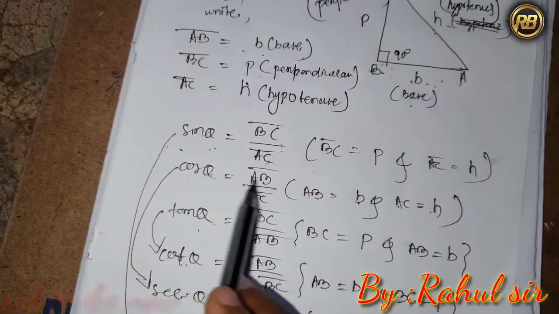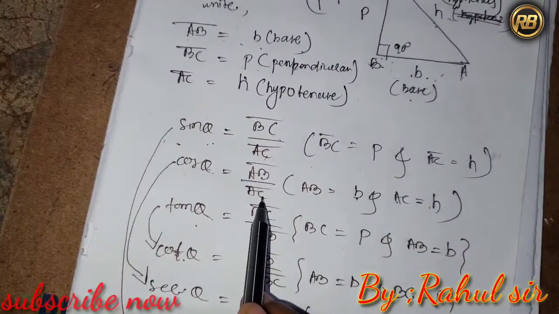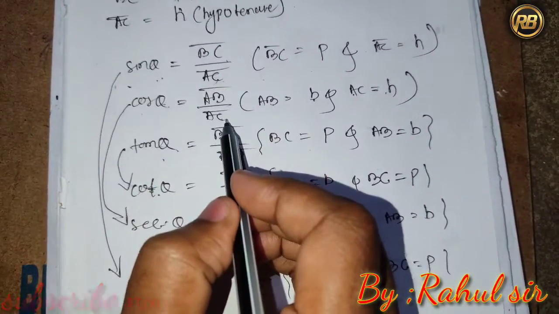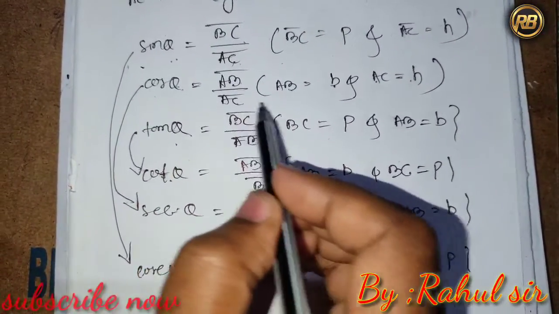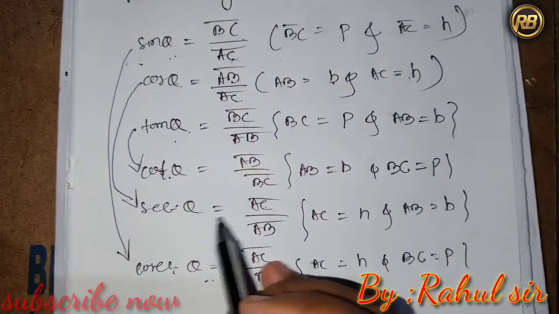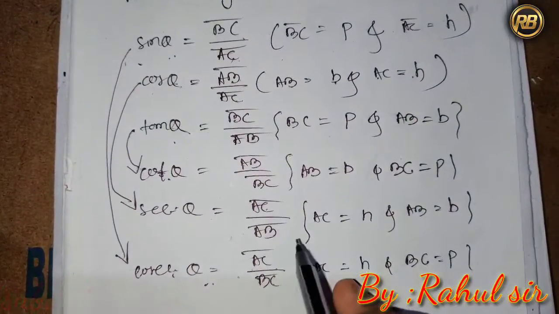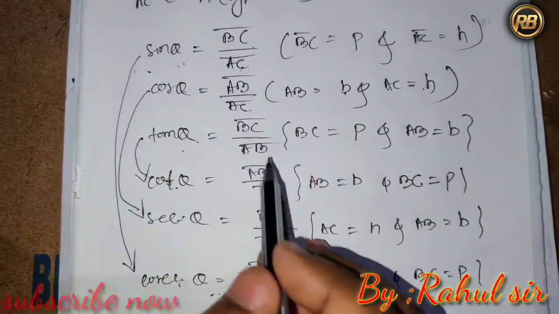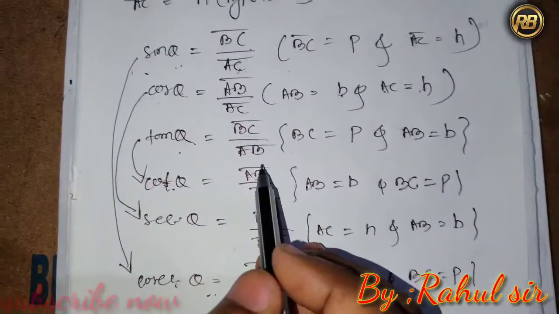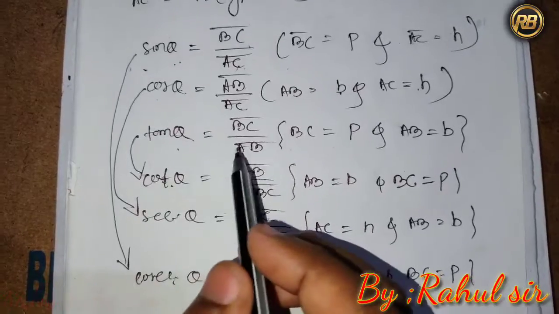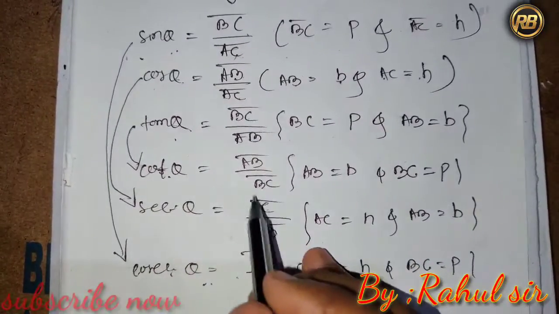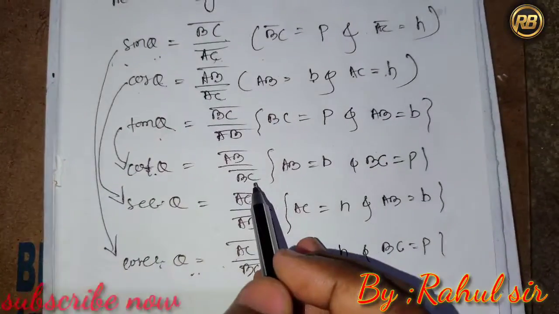Then cos theta is equal to AB by AC. Its reciprocal is sec theta, that is AC by AB. Then you can find tan theta. Tan theta is equal to BC by AB, where tan theta is the reciprocal of cot theta, and cot theta is equal to AB by BC.